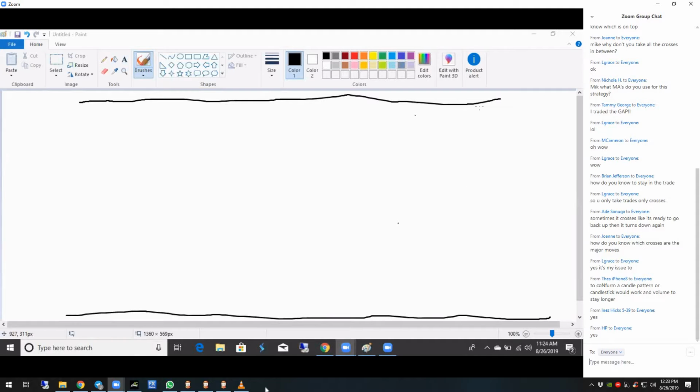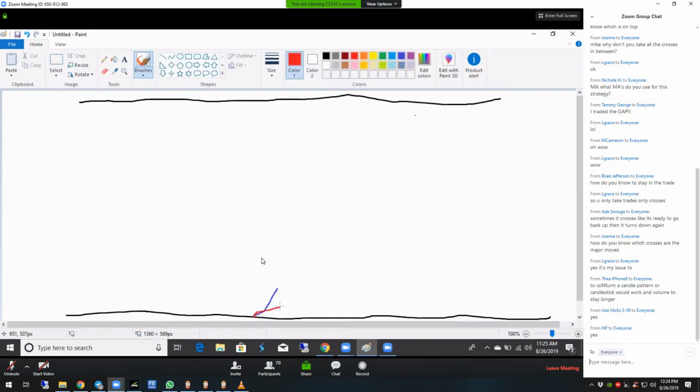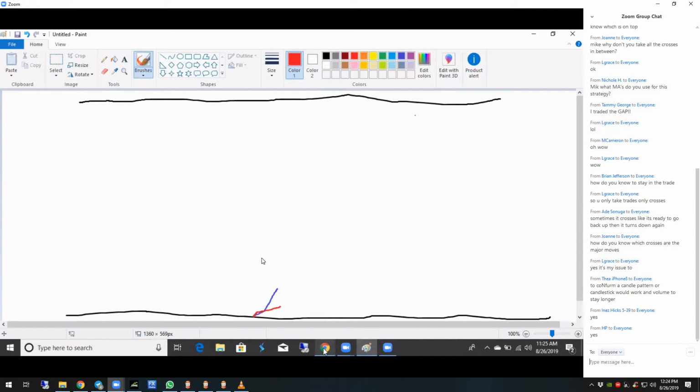Now, you got blue and red lines on this stochastic, so I'm going to show you. I know it looks crazy right here, but it's the best way I can show people how to read it. It's easy. All right, so I have a blue line, I have a red line, just like on the stochastic.